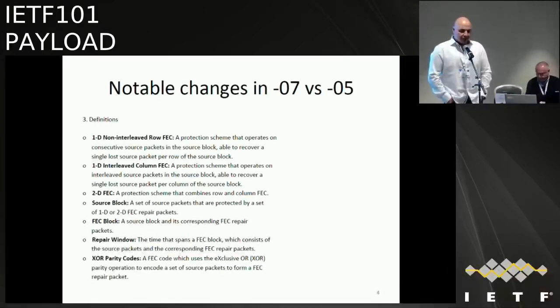Then Stephen asked for definitions, and we agreed that it was probably better to have all this up front in the document. So we added most notable definitions about row and column FEC and about what 2D FEC is. And places where source block and FEC block were used, they were also used in 6363 undefined, so we made sure we defined them here. And the repair window, that's actually one of the parameters of the SDP negotiation, we made clear what the repair window refers to. And then finally, what XOR parity codes are. Next slide.